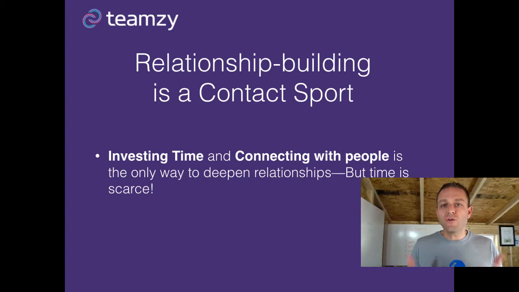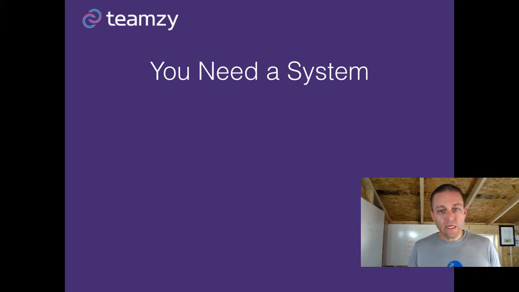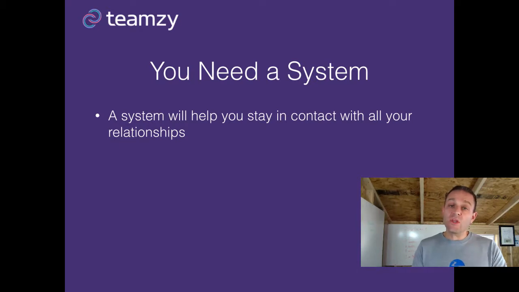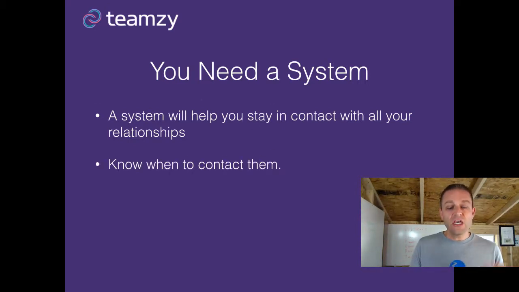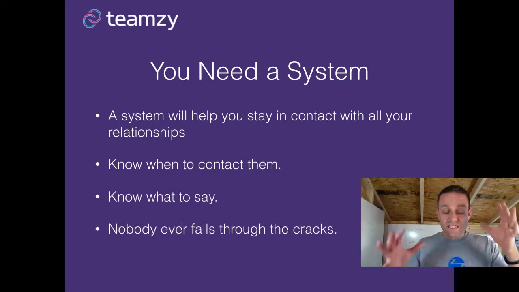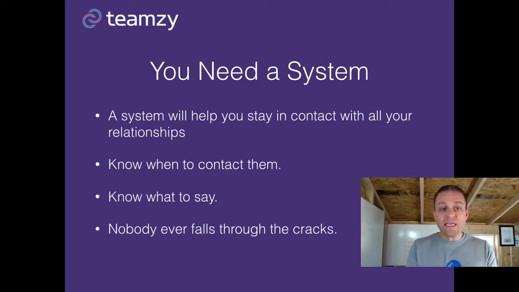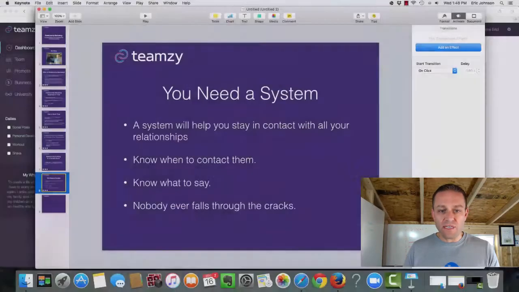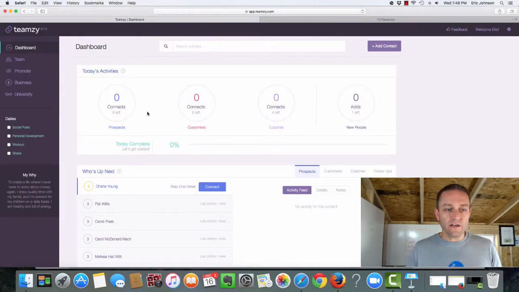But how do you do that when you don't have a lot of time? What you need is a system. You need a system that will help you stay in contact with all of your relationships. Just think about this: all of your relationships, not just a few or the ones you can think of today, but everybody that you've ever met. With a system, you could actually stay in touch with all of them. You need to know when you should be contacting them. You need to know what to say to them. And you need something that makes sure that nobody ever falls through the cracks. And Teamzy is just that kind of system. So let me pop over to Teamzy really quick, guys. I'm just going to jump over here.